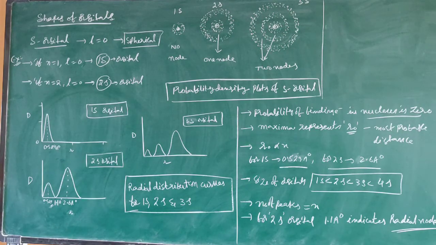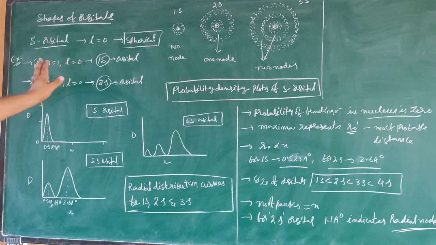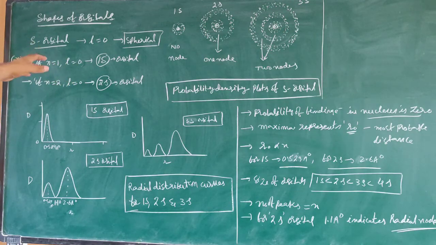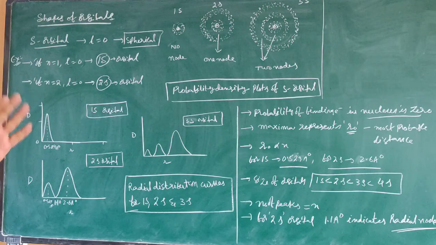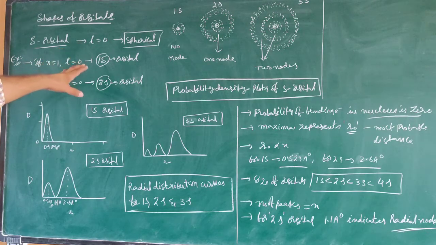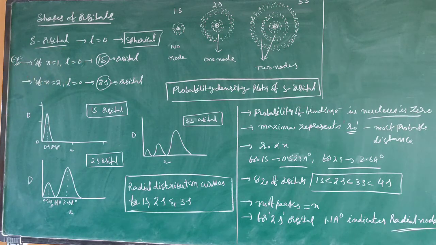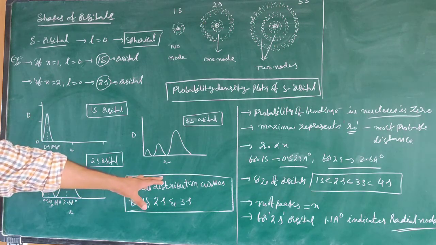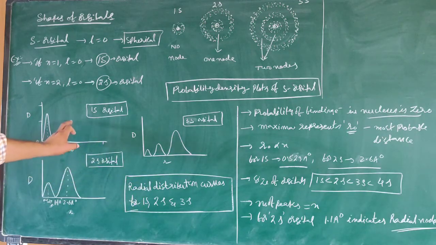Next one. For the s orbital, L is equal to 0. If L is equal to 0, the shape of the s orbital is spherical. For example, if N is equal to 1 and L is equal to 0, that represents the 1s orbital. Suppose N is equal to 2 and L is equal to 0, it represents the 2s orbital. So these are the radial distribution curves for the 1s orbital, 2s orbital and 3s orbital.